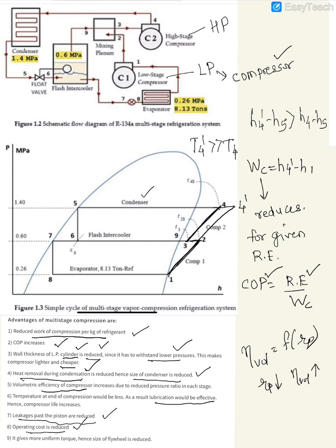And finally, because of lower pressure ratios, the torque would be less, it would be uniform, and hence the size of the flywheel, which is to be attached to the compressor, would also be reduced. So all these are the advantages, and the most important advantage I said is the reduction in the compression work. So we need to be in a position to state at least 6 or 7 advantages of multistaging when we are asked this question as to what are the advantages of multistaging compression.